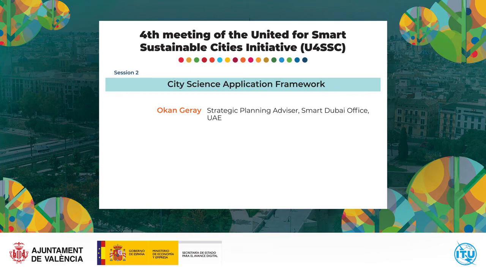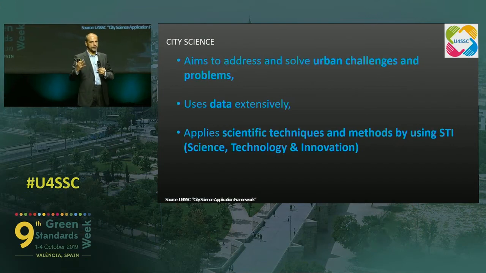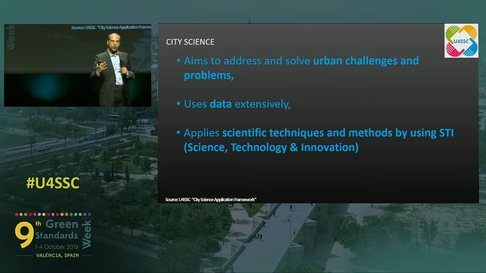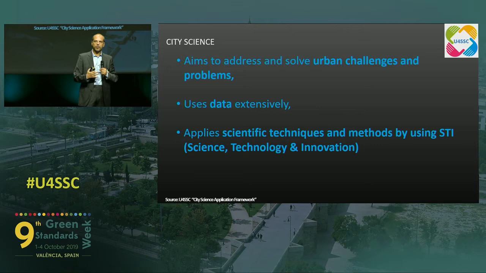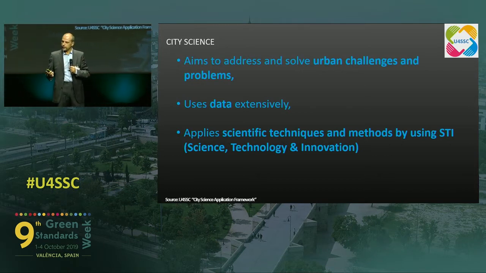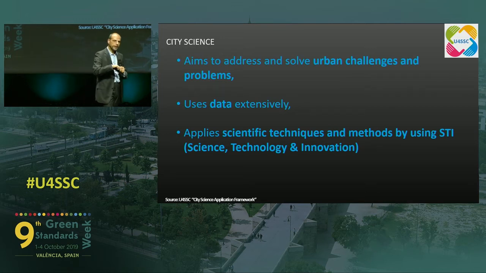City science application framework. The idea was to help cities utilize a framework to implement city science in their own contexts. That was the main objective of this deliverable. Today, cities are faced with so many challenges. Urbanization has so many issues which press cities in the future and also currently. So this deliverable essentially aims to address and solve these urban challenges and problems, especially by using data extensively.